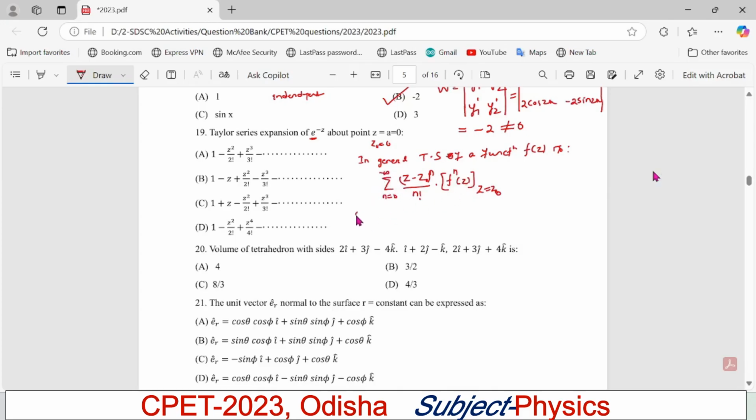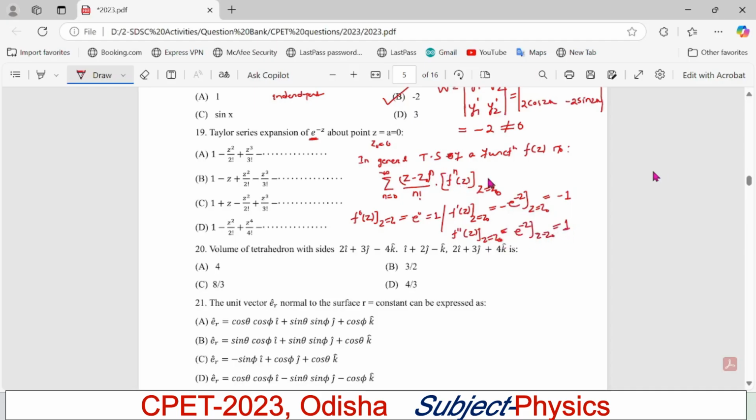So first I am going to calculate f0(z) at z equal to z0. Here f(z) is given as e to the power minus z, so e to the power 0 will be 1. Then f dash z at z equal to z0: f dash z will be minus e to the power minus z, and at z equal to z0 this value will be minus 1. Next, find f double dash z at z equal to z0. Single dash is minus e to the minus z, so f double dash will be plus e to the minus z, and at z equal to z0 this will be 1.